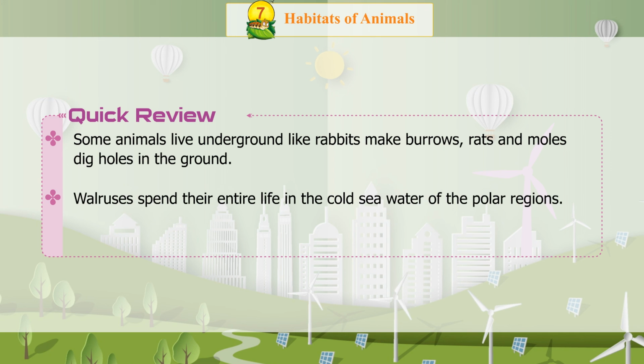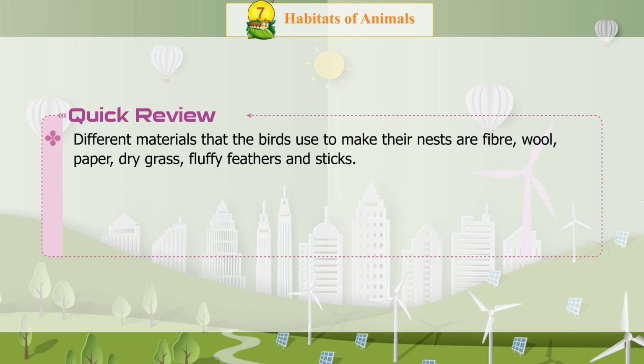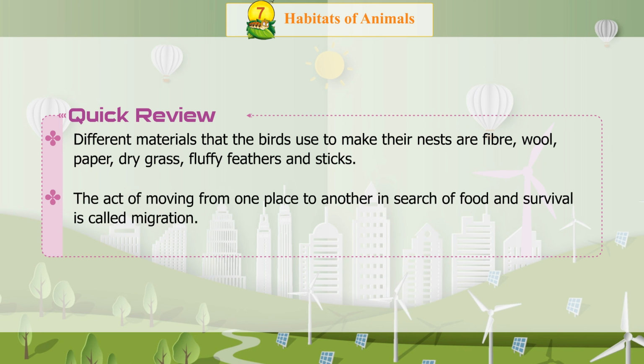Walruses spend their entire life in the cold sea water of the polar regions. A spider spins a web with a type of silk which is formed in its body. Different materials that the birds use to make their nests are fiber, wool, paper, dry grass, fluffy feathers, and sticks. The act of moving from one place to another in search of food and survival is called migration.